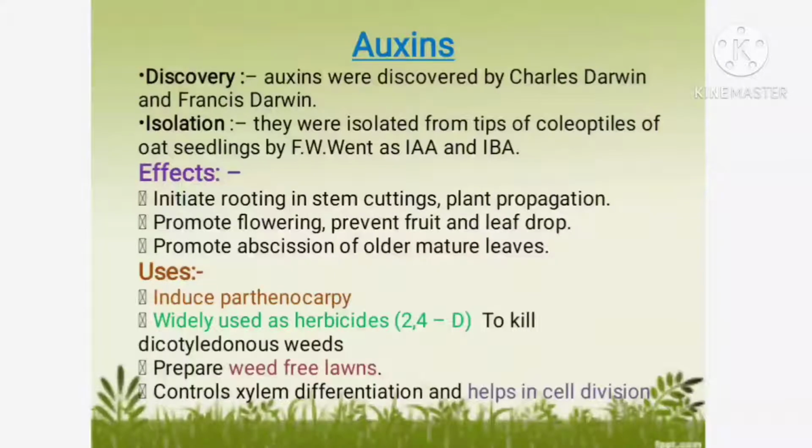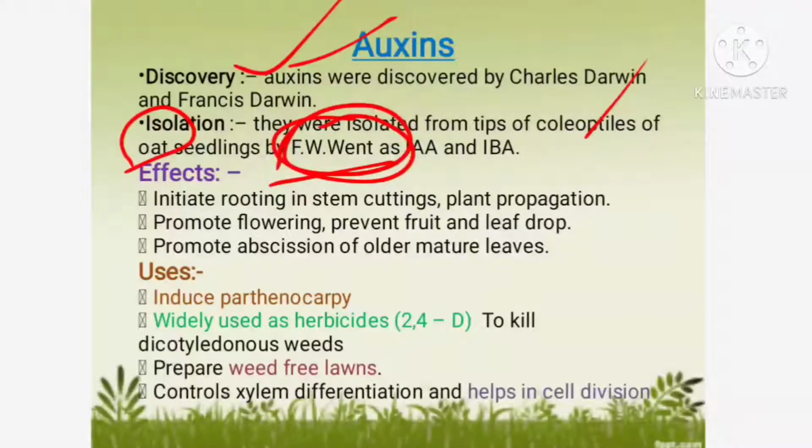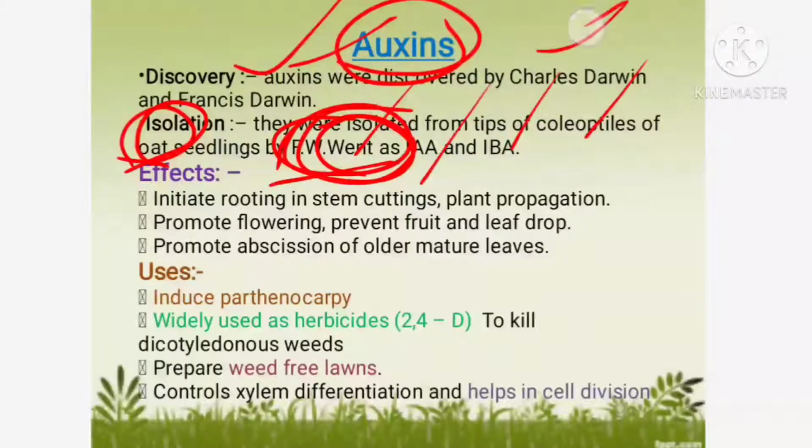Okay. So Charles Darwin and Francis Darwin, they isolated auxins from where? From the coleoptiles of oat seedlings. So from these oat seedlings, who isolated it? It was discovered by these people, but isolation was done by whom? This F.W. Went. Okay. So they isolated it as what? IAA, indole acetic acid, and IBA, indole butyric acid. IAA and IBA were isolated from oat seedlings, and these were termed as auxin by whom? These two persons. Okay. So Went isolated it and the name auxins was given by these two persons.